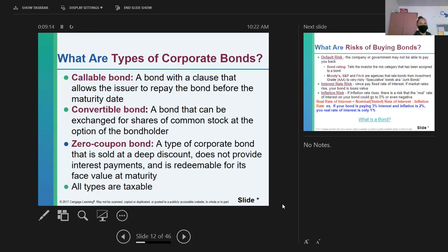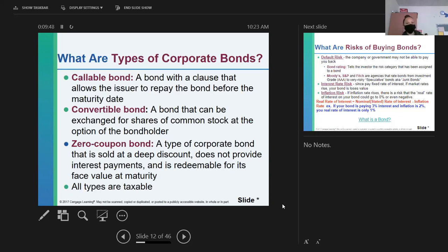All right, so there are different types of corporate bonds. There's a callable bond, which is a bond with a clause that allows the issuer to repay the bond before the maturity date. So say you buy this bond now and it's a 5-year bond, so they would be paying you back in 2026. But maybe they get the money ahead of time and pay you sooner. There will be a clause in there for that, though. So it's not just something they can choose to do at any time.